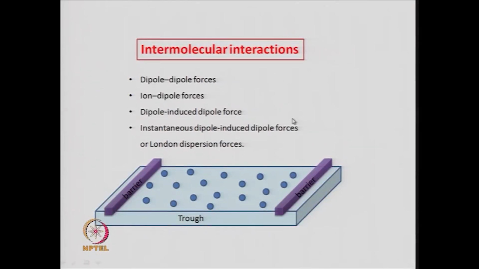So, what are the interactions when you are making the film? So, this is the trough which we discussed. This trough contains water, and also it contains the molecules which are spread out on the surface of water, and you want to make an LB film using these molecules on a substrate. Now, the two barriers are shown here, this is one barrier and this is another barrier, and you have to push the two barriers close to each other when you are dipping the substrate to make the film.